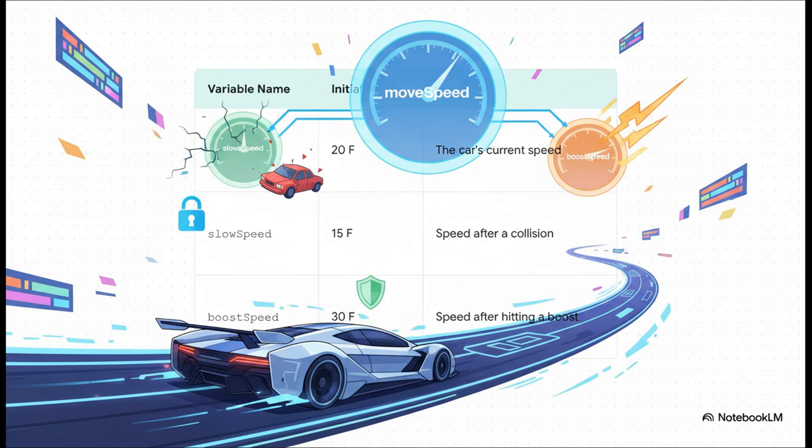Now, the most important part to get here is that even though we now have 3 different speed options, the part of the code that's actually pushing the car forward is only ever looking at one thing, the current value of moveSpeed. So our job as the game developer is to write the rules that swap out what's inside that moveSpeed box when cool things happen in the game.